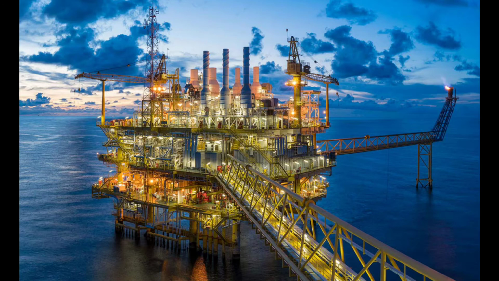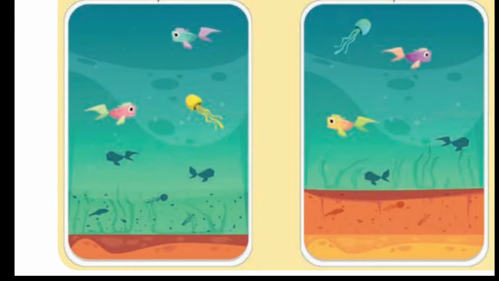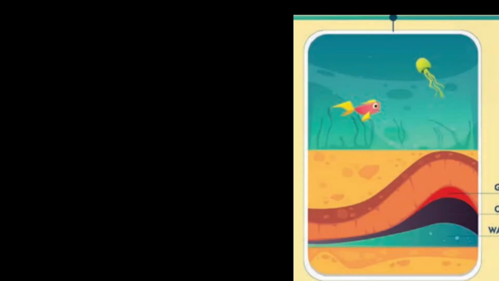First, we move on to hydrocarbons. Hydrocarbons are organic compounds consisting of carbon and hydrogen atoms. Hydrocarbons occur naturally and they are found in fossil fuels like crude oil, natural gas, and coal. About 300 million years ago, plants and animals died and were buried on the ocean floor. Over time, they were covered by silt and sediment layers.